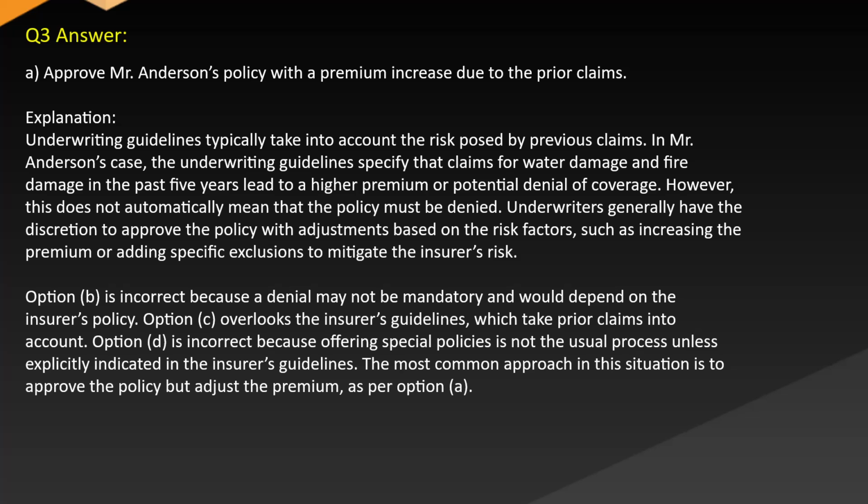Option B is incorrect because denial may not be mandatory and would depend on the insurer's policy. Option C overlooks the insurer's guidelines, which take prior claims into account. Option D is incorrect because offering special policies is not the usual process unless explicitly indicated in the insurer's guidelines. The most common approach in this situation is to approve the policy but adjust the premium as per option A.